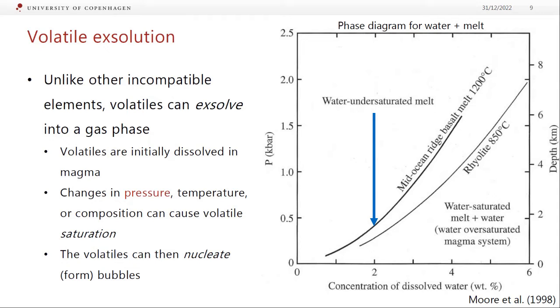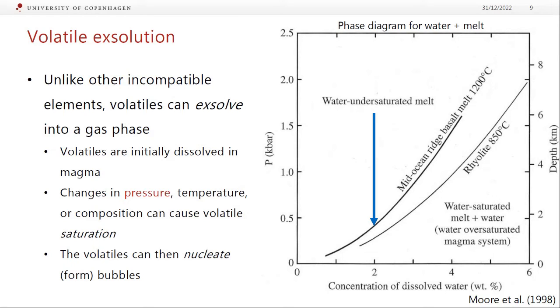Okay, so there's a bit of a difference though compared to other incompatible elements. Volatiles are incompatible in that they don't sit in minerals, but they do like to be in a gas phase. So essentially, if we increase the concentration of volatile elements too much, then volatiles will exsolve, which means that they basically create a gas. And we call this reaching volatile saturation.